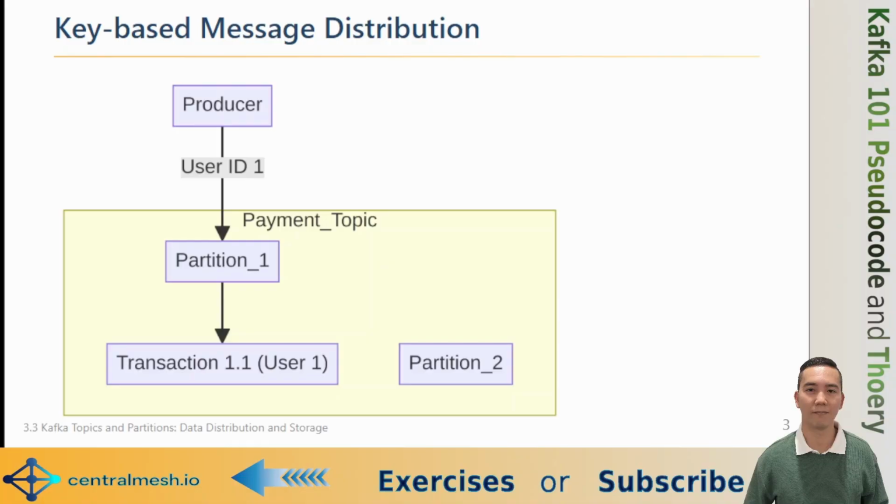Let's walk through this with a payment topic with two partitions and a few user transactions. In this first step, user 1 sends a payment transaction, which we call transaction 1.1. Kafka uses user 1's ID as the key and routes the message to partition 1 of the payment topic. At this point, partition 1 has one message, while partition 2 is empty.